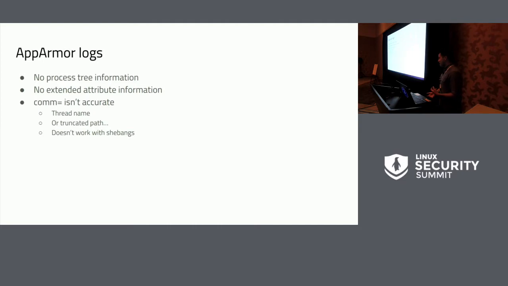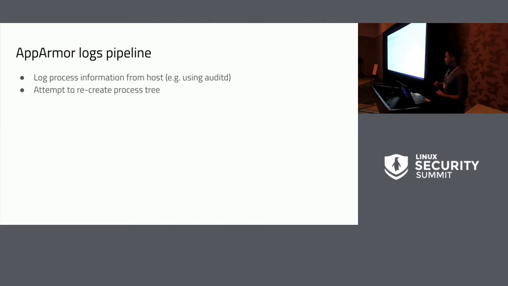Or it's a truncated path. I think it's limited to like 16 characters. If you have a long path, you're really out of luck. And it doesn't work with shebangs. If you execute a script or execute the interpreter, you get the same comm value. And this is the same with proc too, which is also a pain.